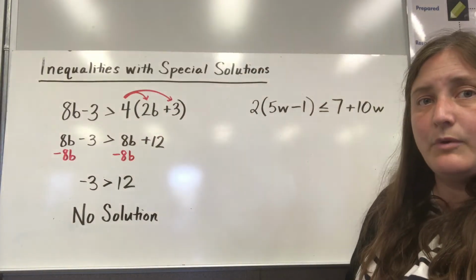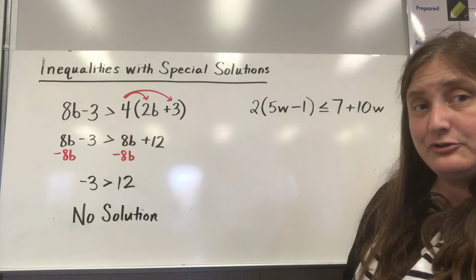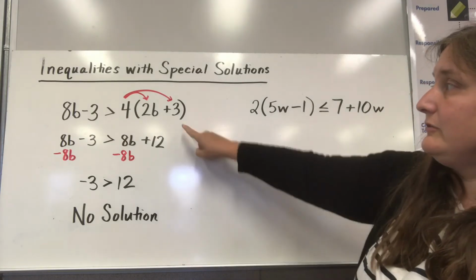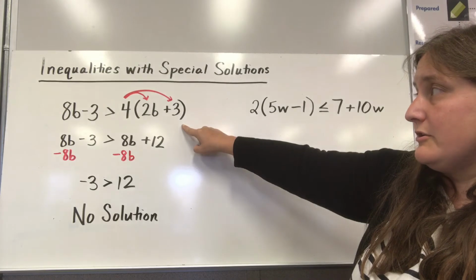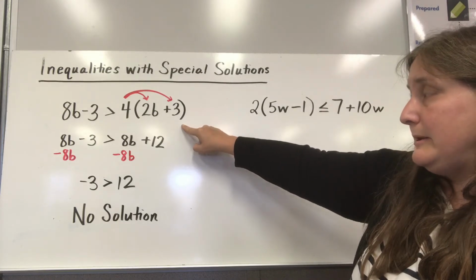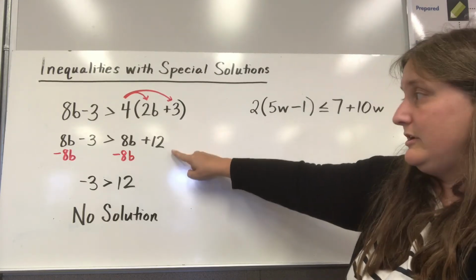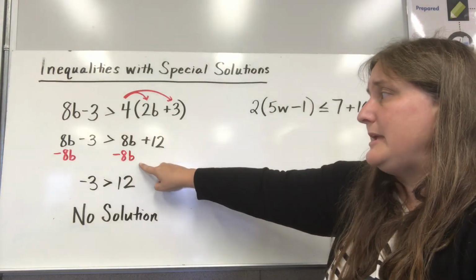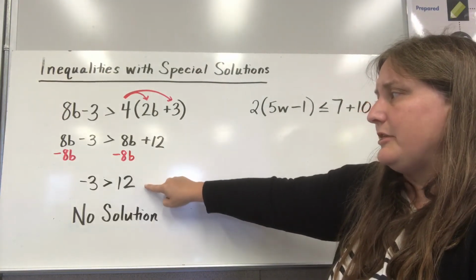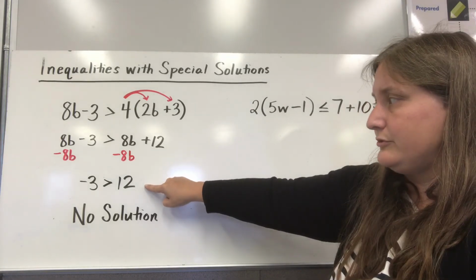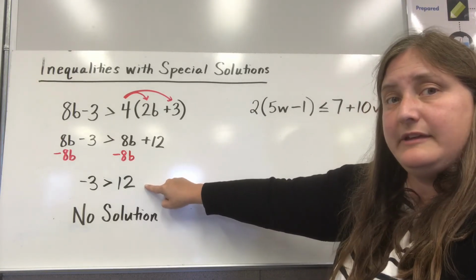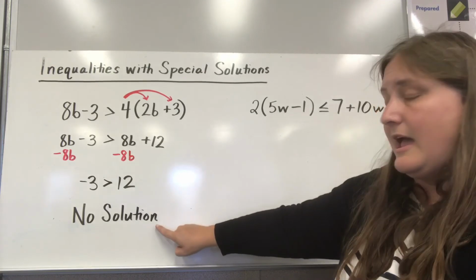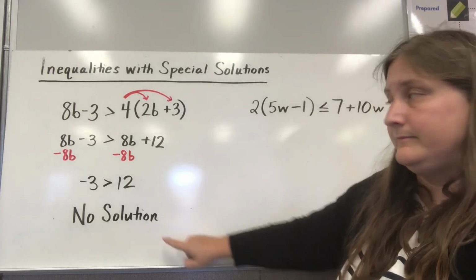We also have some inequalities that will end up with special solutions. So in this one, 8b minus 3 is greater than 4 times the quantity 2b plus 3. I've distributed to simplify this side. Then I've subtracted 8b from each side, and I end up with negative 3 is greater than 12, which we know is not true. If this happens, this inequality has no solution.